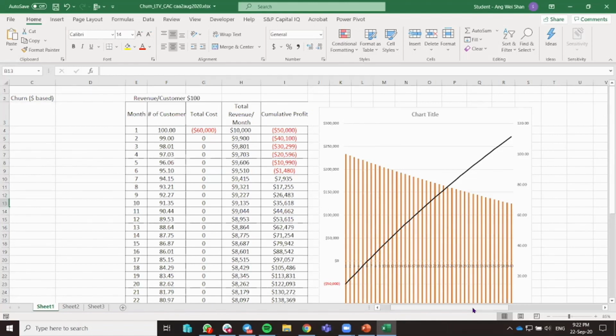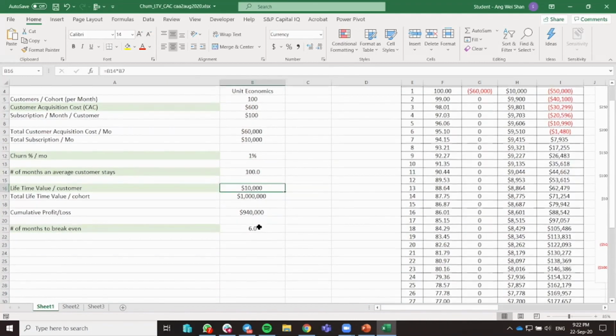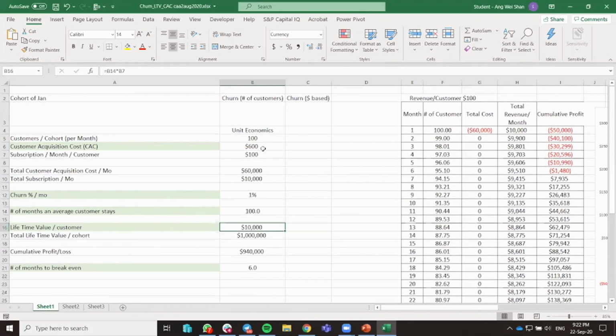Now I want to ask you guys, even if I am making a loss initially, if I know that the total lifetime value of my cohort is $1 million, and to acquire this customer I only need to spend $60,000. So if you are the CEO of a company, even though you have to take a loss of 60K upfront, how many of you will actually want to bring in more customers?